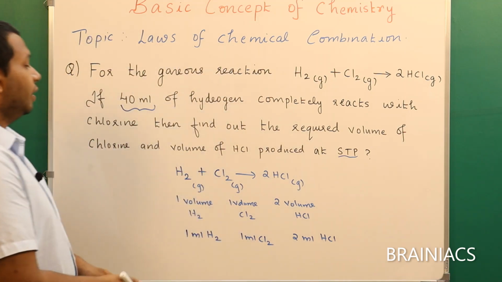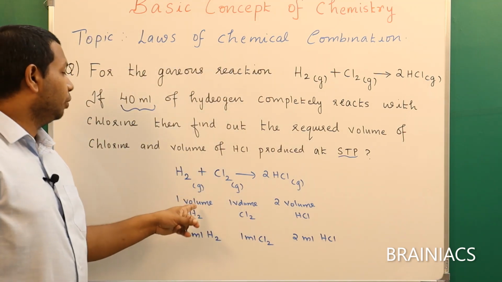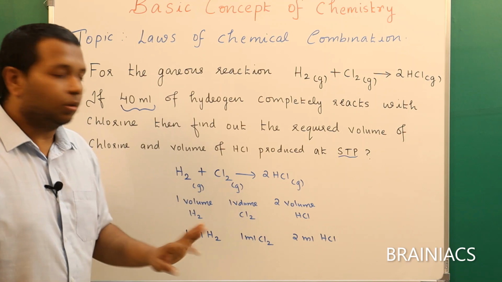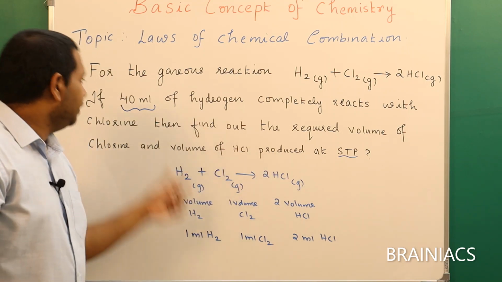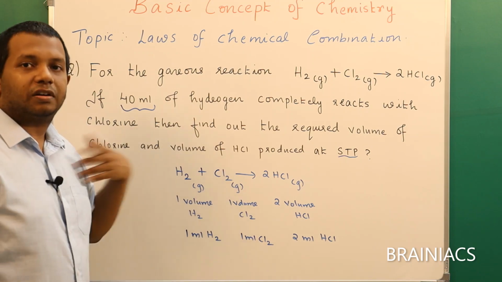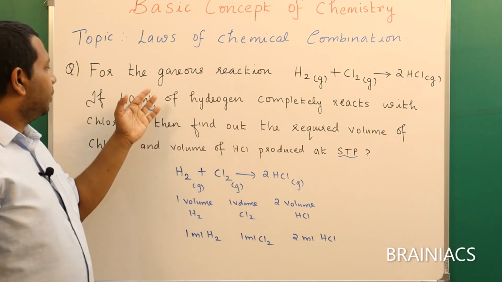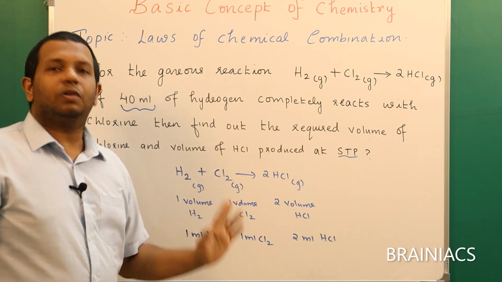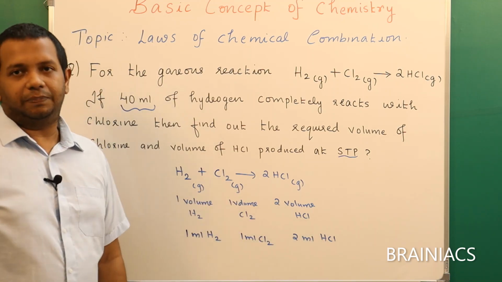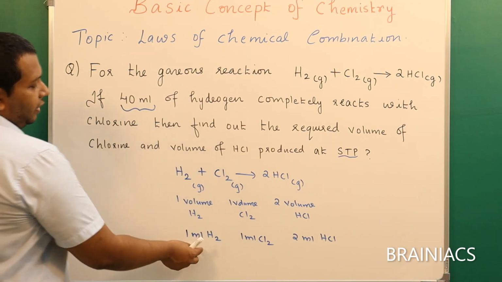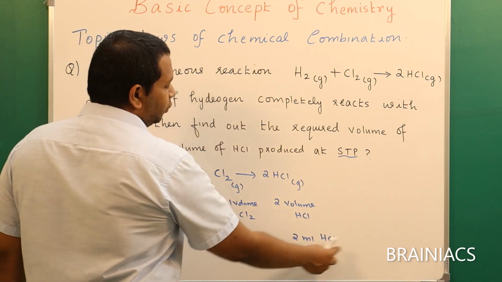Many students will have a doubt here. Sir, how did you immediately convert volume to ml? That's why I told you volume is a generic term. You can make it ml if the question is given in ml. Suppose they have given in liters, then I will directly write liter, because all these are ratios. So there is no point in worrying about the unit. So I know that 1 ml of hydrogen needs 1 ml of chlorine to produce 2 ml of HCl.